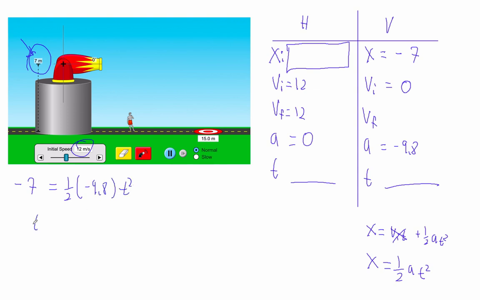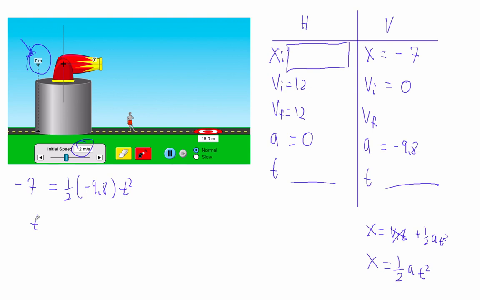I'd solve for t, and t is going to be small. People struggle sometimes to do this, but t is going to be between 1 and 2 seconds. Okay, I'm just going to say that. Closer to 1 second, okay?